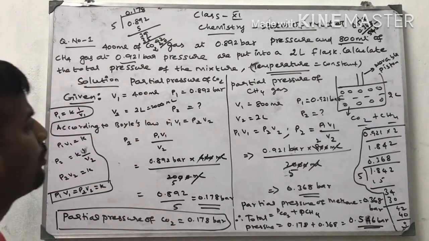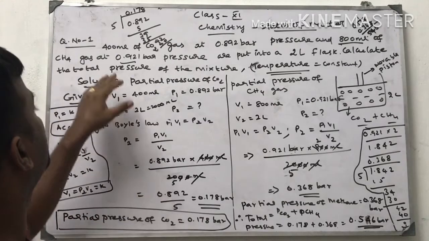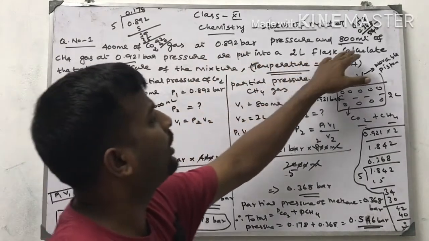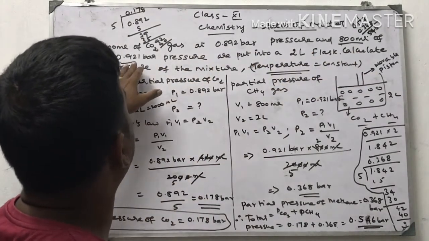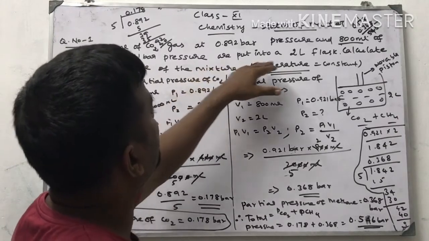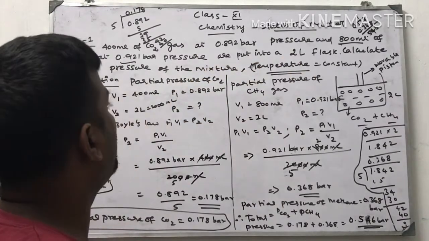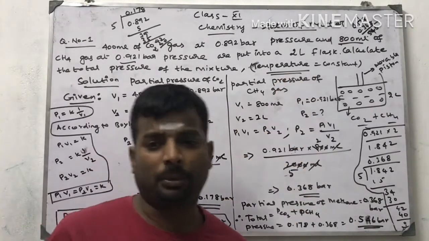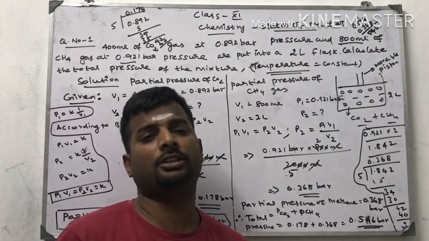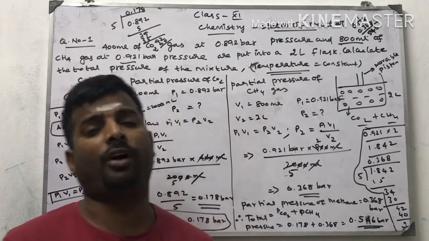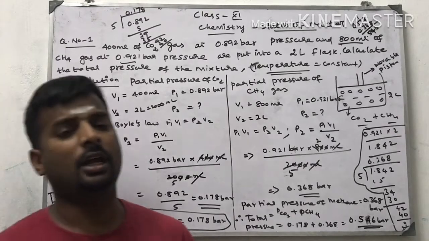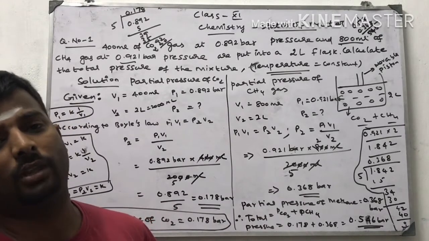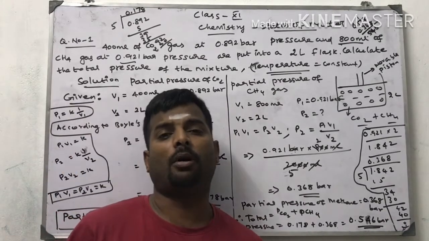Now once again I will repeat the answer. My dear students, 400 ml of carbon dioxide gas at this pressure and 800 ml of methane at a pressure of 0.921 bar are put in a 2 liter flask. Now we have to find the total pressure of the mixture. Temperature is kept constant, so this is based on Boyle's law. First we have to find the partial pressure of carbon dioxide. Next we have to find the partial pressure of methane. After finding that we have to sum both. We get the total pressure, right?